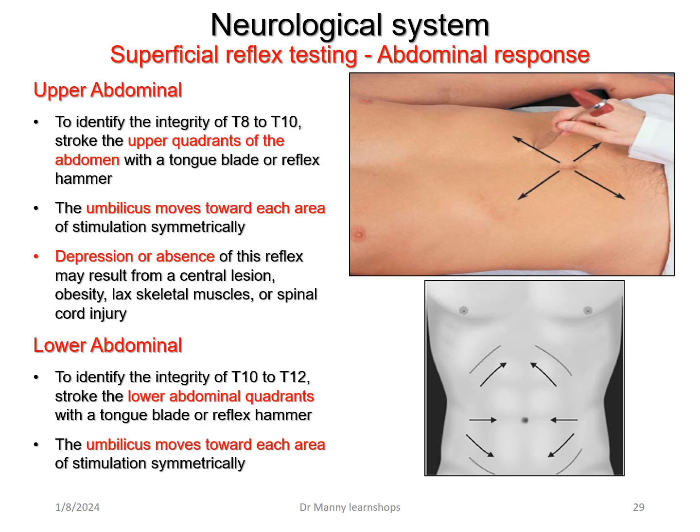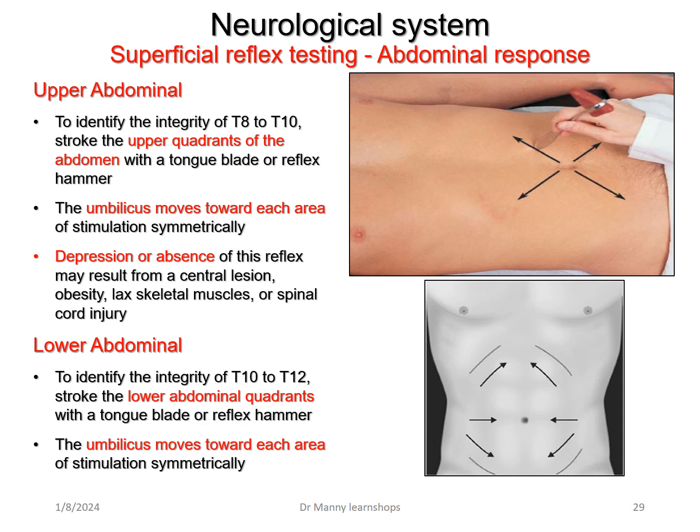Other superficial reflex testing could be the abdominal response. And this is where on the upper abdomen, and this is to identify whether there are issues with T8 to T10 in the upper quadrants of the abdomen. And what should happen is the umbilicus moves towards each area of stimulation symmetrically. Depression or absence of this reflex may result from a central lesion, obesity, lax skeletal muscles, or a spinal cord injury.